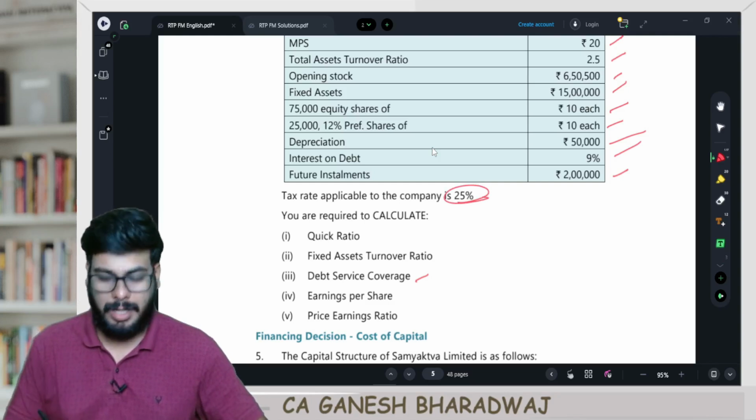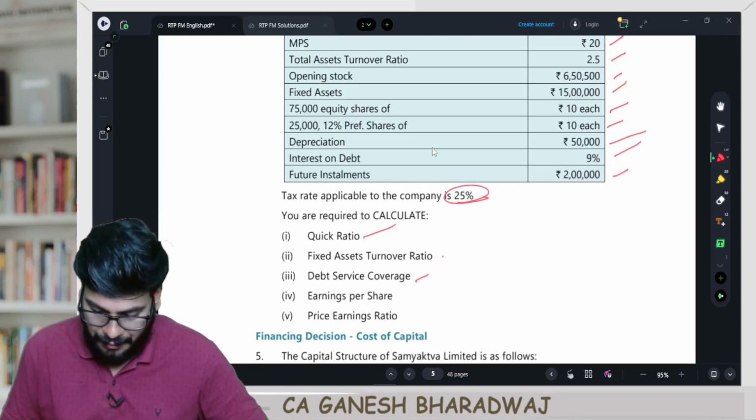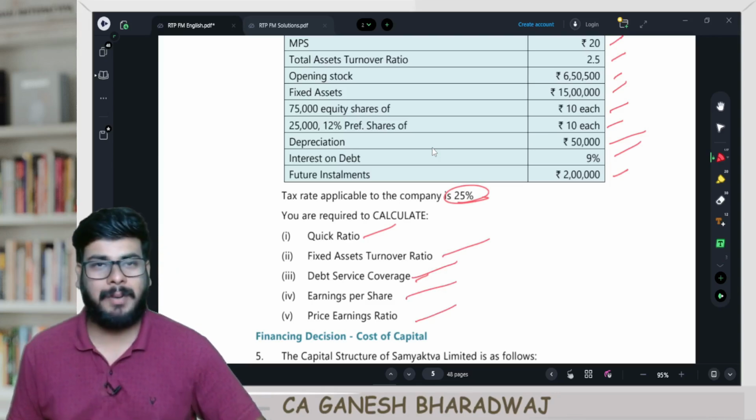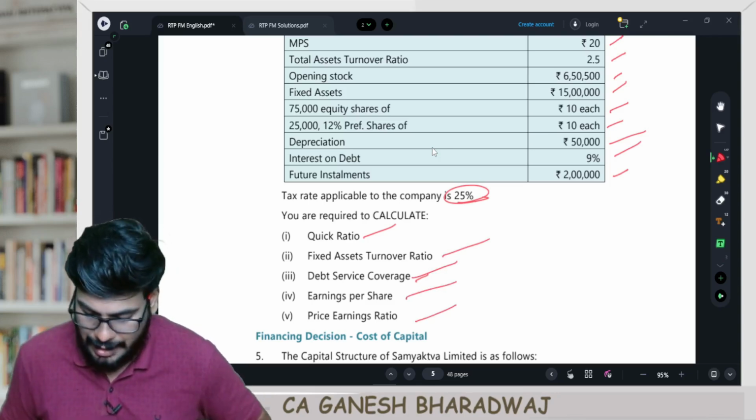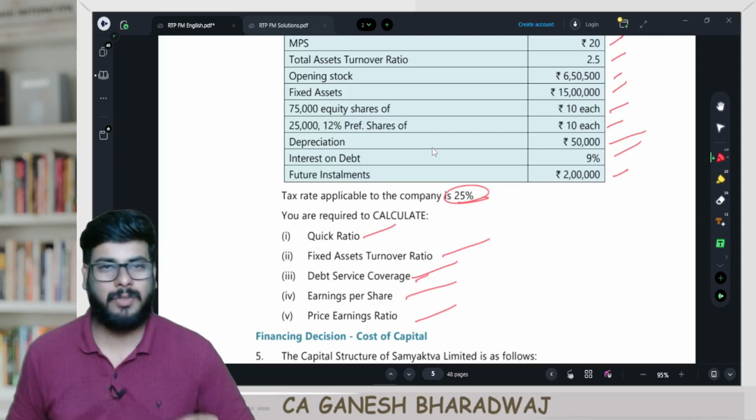You are required to calculate number one, the quick ratio, then fixed asset turnover ratio, then debt service coverage ratio, EPS, and price earnings ratio. These are the ingredients given in the question, right? So first one, the quick ratio.